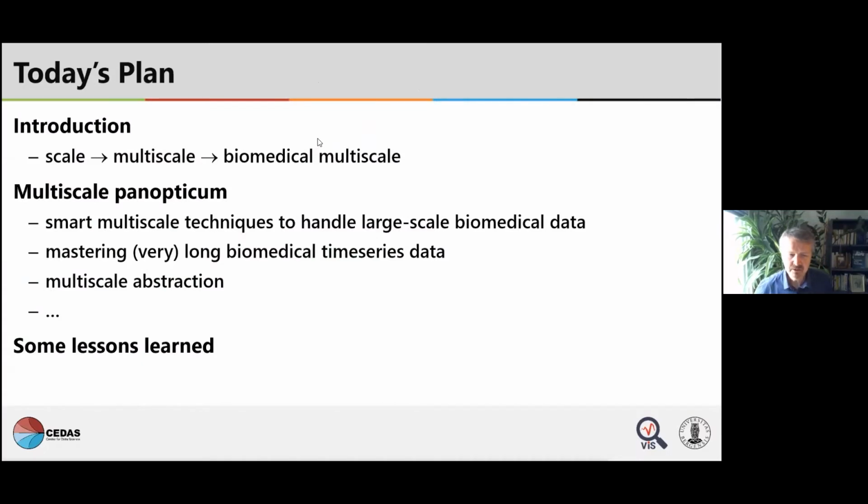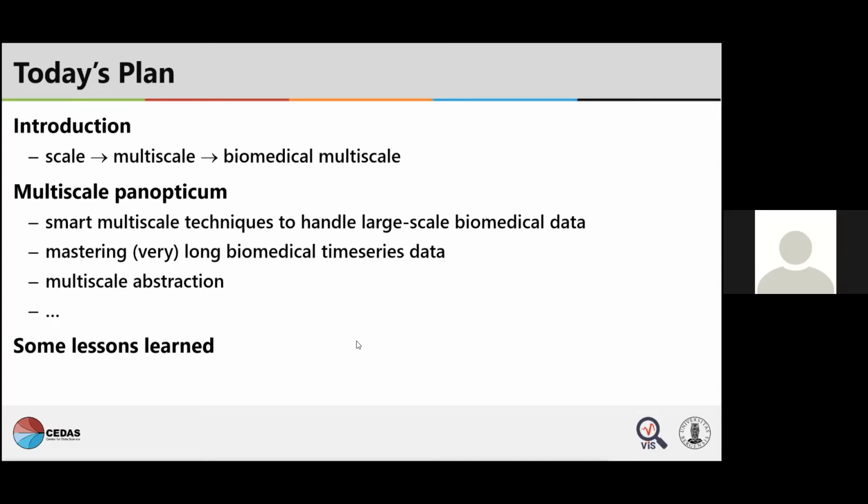So the plan for today is to introduce the topic a little bit, just to make sure we are on the same page. Then I want to go through a few different aspects of multi-scale biomedical visualization with you, giving you some selected examples. I really do not have the time to dive into the details here. It would be very interesting for some of these topics, but this has to wait for some other day. And hopefully there will be time to wrap up at the end with a few lessons learned. So let's get started with the introduction.